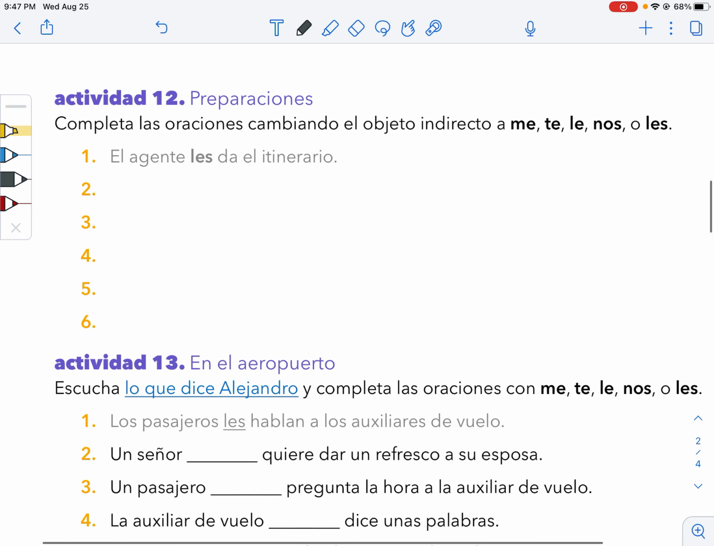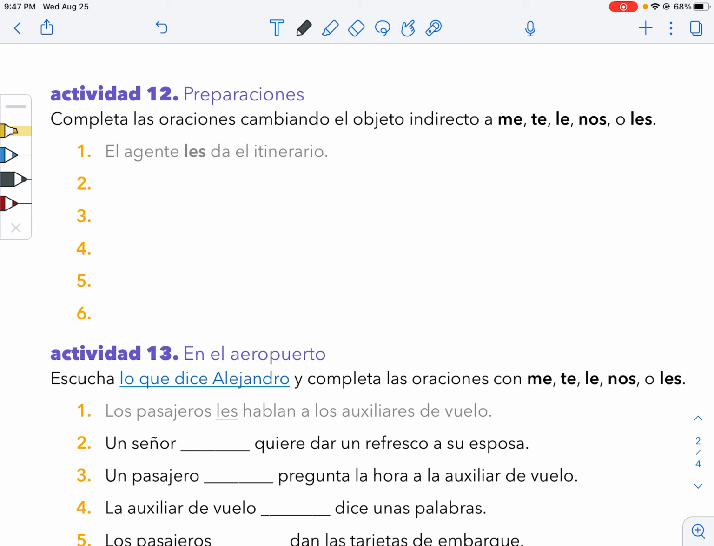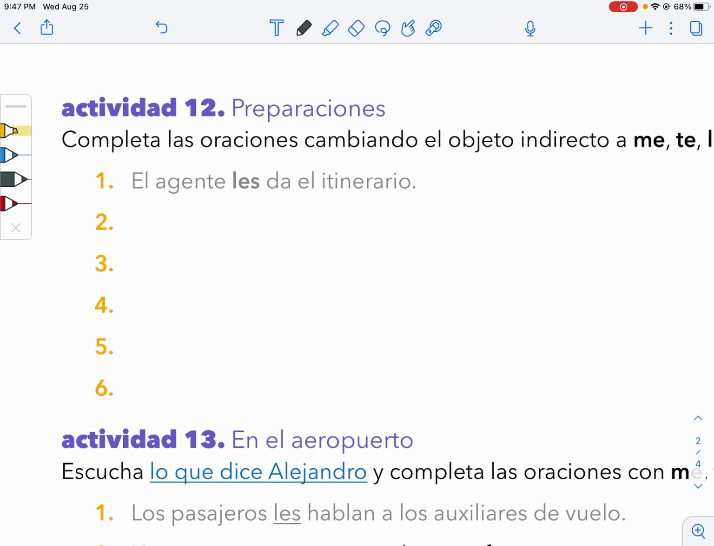Open up your book and complete these 3 activities. Go ahead and read over Actividad 12 and try it and check back for the answers. Okay. Número 1 es el modelo, the model for you. We're supposed to say que el agente da el itinerario a mis padres. Gives them to my parents. Les goes with a mis padres. So that's why we pick les, because it's like to them. He gives them the itinerary.